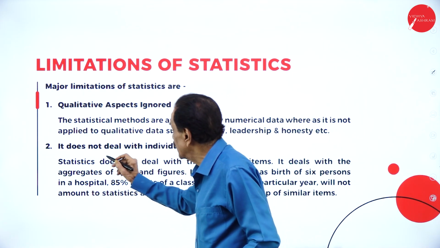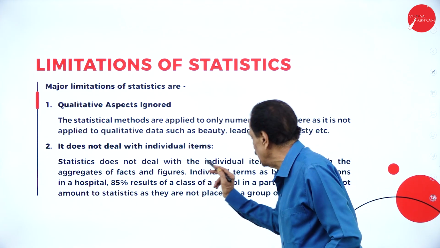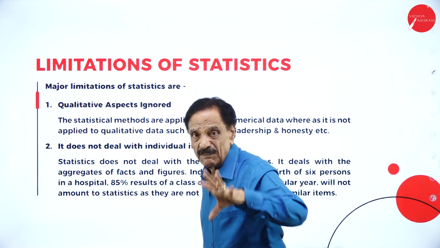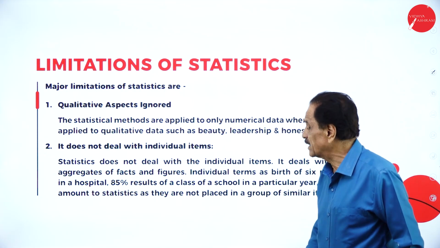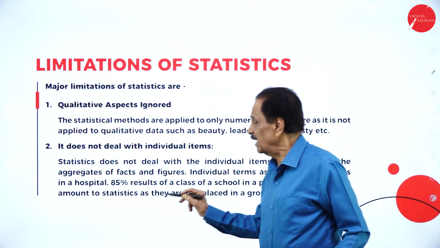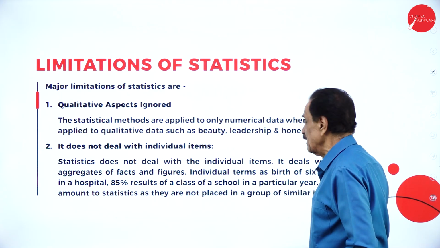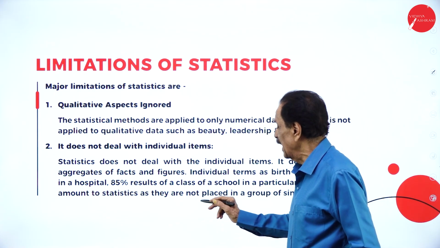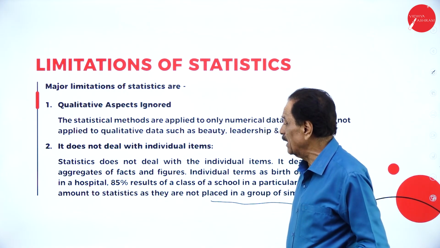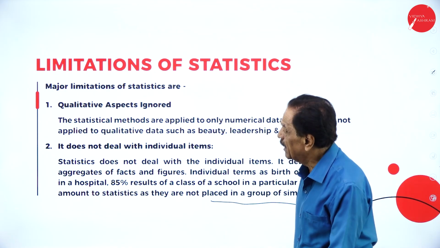Number two, it does not deal with the individual item. Statistics does not deal with the individual item. It deals with the aggregates of facts. It gives aggregates of facts and figures. Individual items such as a birth rate of 6% in a hospital, or 85% result of a class of a school in a particular year, will not amount to statistics as they are not placed in a group of similar items. It does not deal with the individual items.